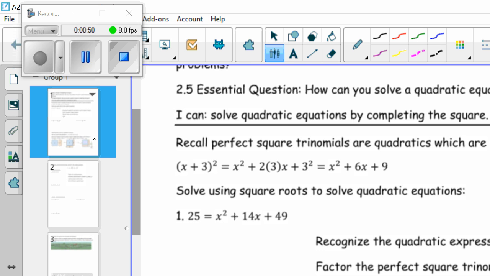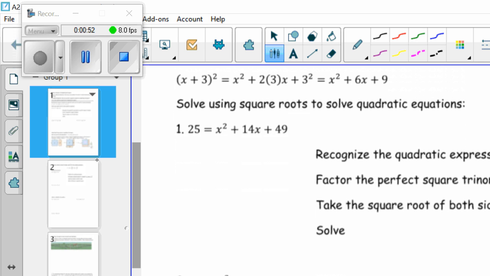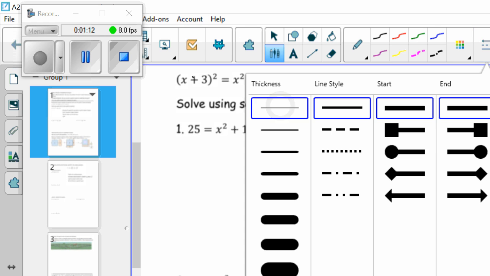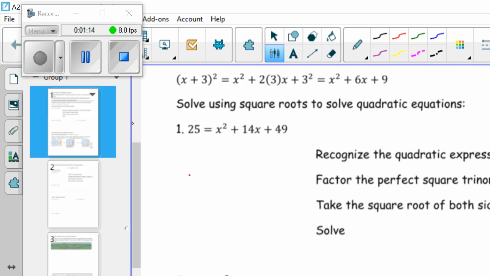So we're going to start out using square roots to solve quadratic equations. First, we want to recognize that the quadratic expression is a perfect square trinomial. So I have x squared plus 14x plus 49. I need to recognize that as a perfect square trinomial, and then we want to factor it. I still have 25 on this side, equals this side, so it's going to be factored down to one set of parentheses quantity squared.